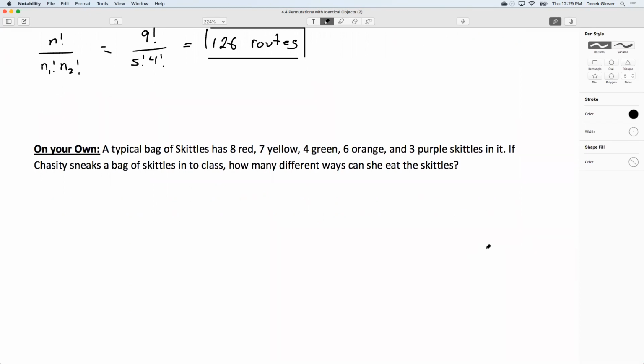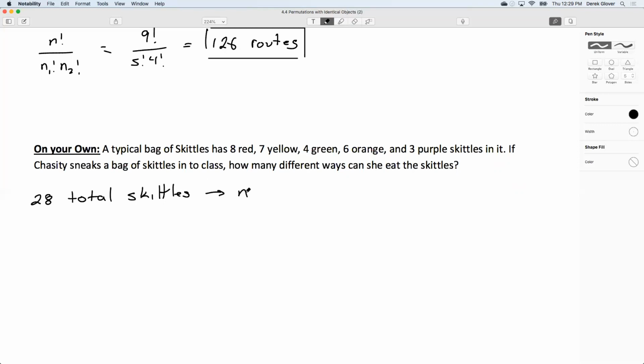All right, and one more problem. A typical bag of Skittles has 8 red, 7 yellow, 4 green, 6 orange, 3 purple. Chastity sneaks a bag of Skittles into class. How many different ways could she eat the Skittles? Well, the first thing you've got to do is count up how many Skittles are in the bag. We've got 8 plus 7 plus 4 plus 6 plus 3. There's going to be 28 total Skittles.